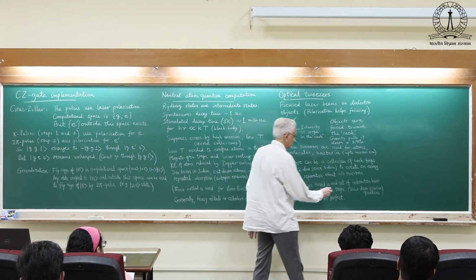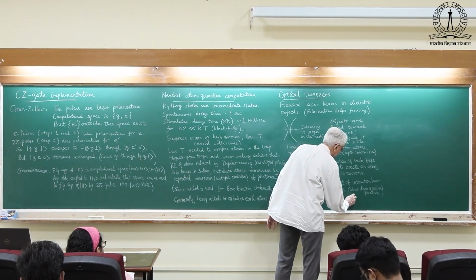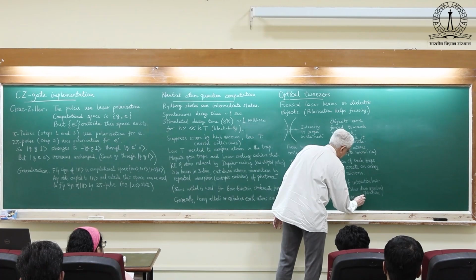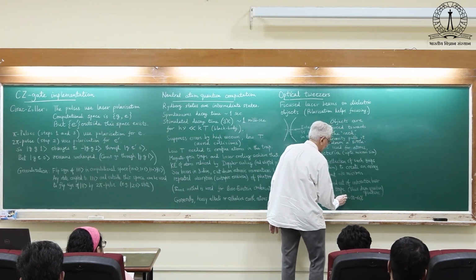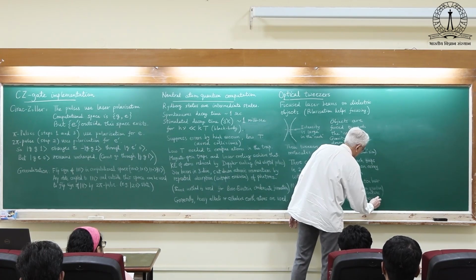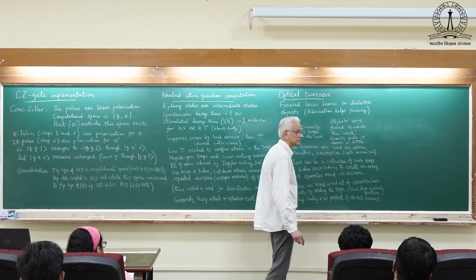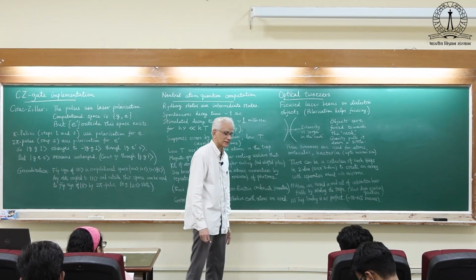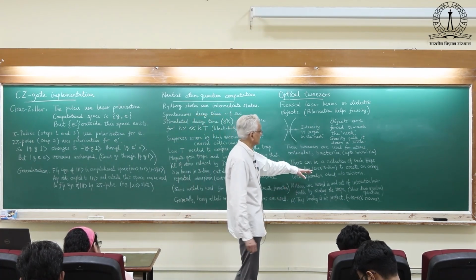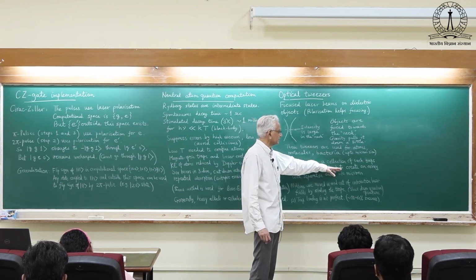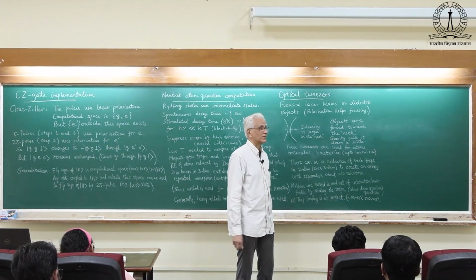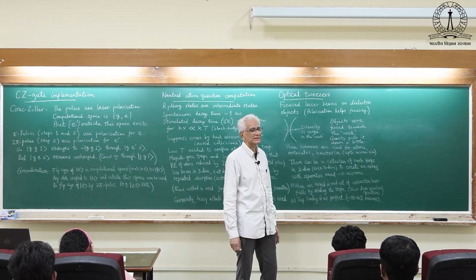And the success rate is only about 1 part in 2. Half the time it will work, half the time it doesn't. And so what you have is this array, but there are a lot of vacancies because things did not get trapped.